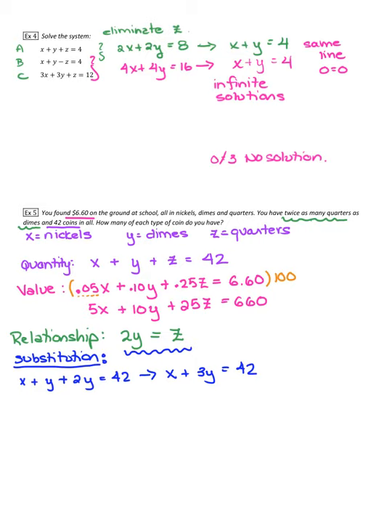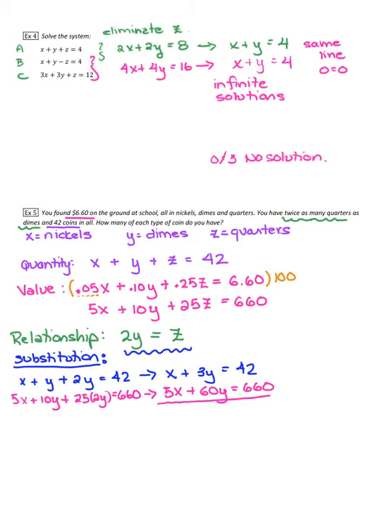And then for the value equation, I'm going to do the same thing. I had 5x plus 10y plus 25 times 2y, so z gets replaced with 2y, equals 660, and that simplifies to 5x plus, so I have 50y plus 10y, that's going to give me 60y equals 660. So you can see how you might need a calculator. That might be handy. You can use a scientific calculator, you can use Desmos, whatever you have available to you.